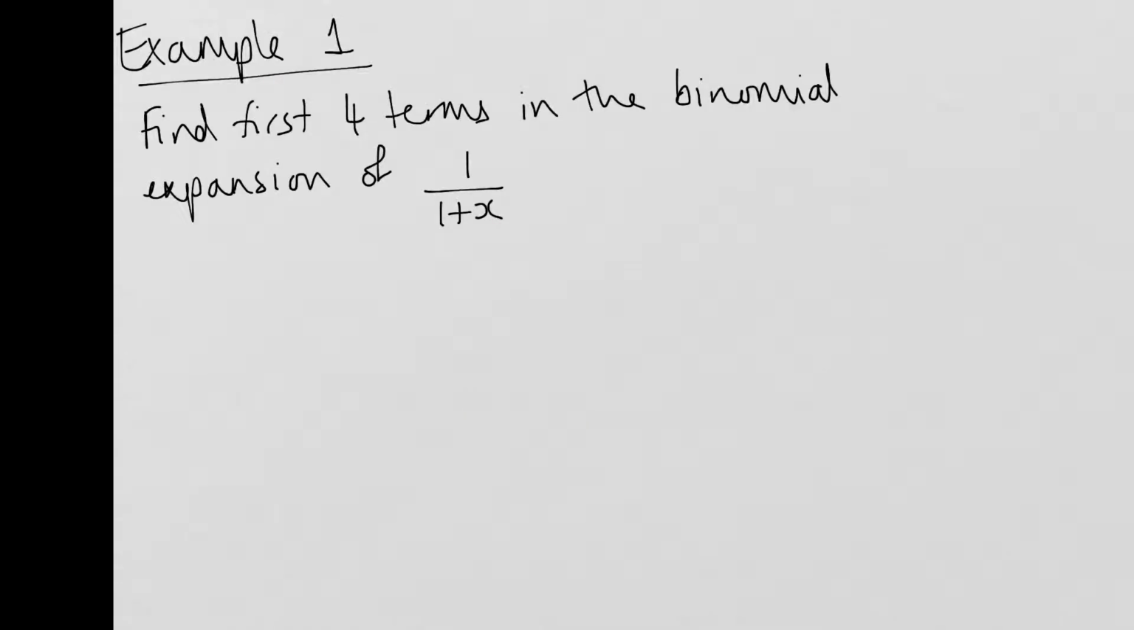So here is the first example that we're going to have a look at. It's asking you to find the first 4 terms in the binomial expansion of 1 over 1 plus x. So the question obviously states that we're looking at the binomial expansion, so it kind of gives it away. However, you need to be able to recognise that a function given in this format would be a binomial expansion. So we would rewrite that as 1 plus x to the power of minus 1, which is why it's in the denominator of the fraction.